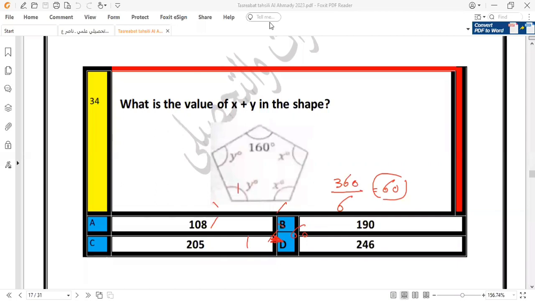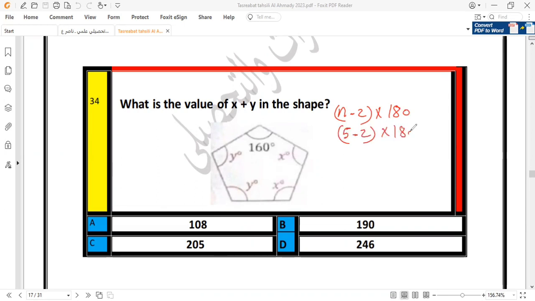What's the value of x plus y? Number 34. What's the value of x plus y? Look here. This is a pentagon. How to find the sum of angles of a pentagon? n minus 2 times 180 to find the sum of the measures of angles of any polygon. Here the number of sides is 5, 5 minus 2, 3, 3 times 180 equals 540. Okay, so here x plus x, 2x, plus 2y plus 160 equals 540.